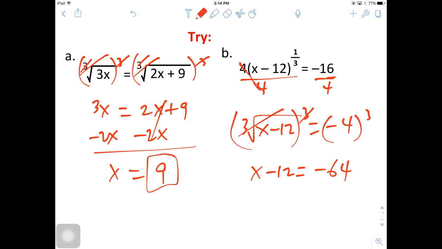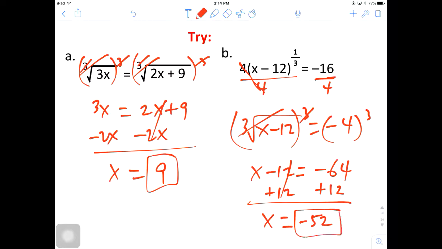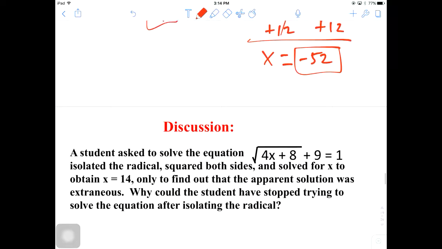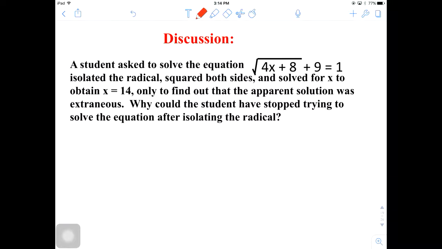You can work it out with your calculator if you need to. Adding 12 to both sides, and that will yield an answer of -52 as the final answer. And that's the end of the problem. Hopefully you got both of those correct.